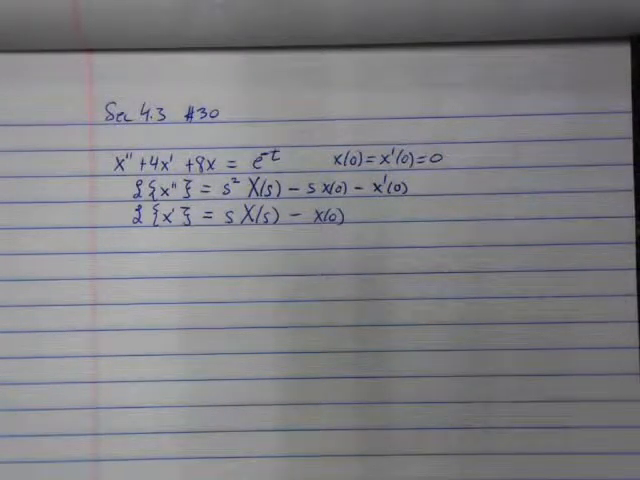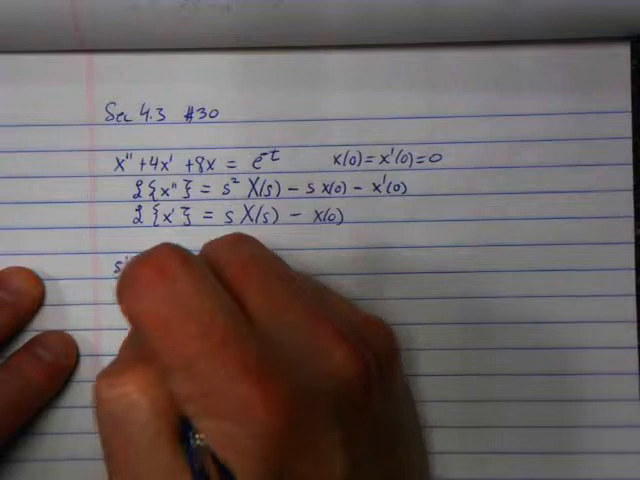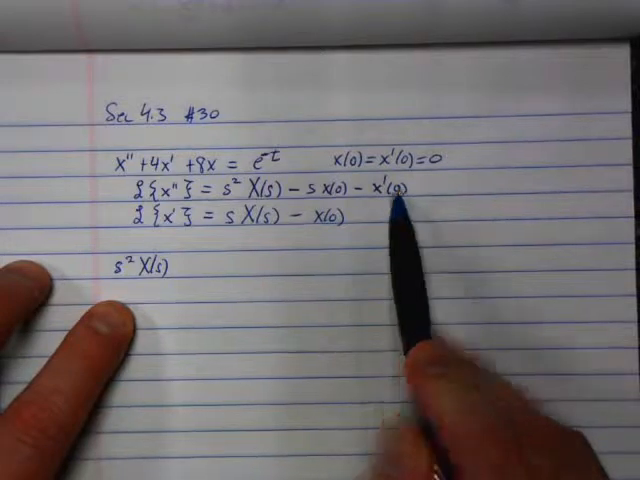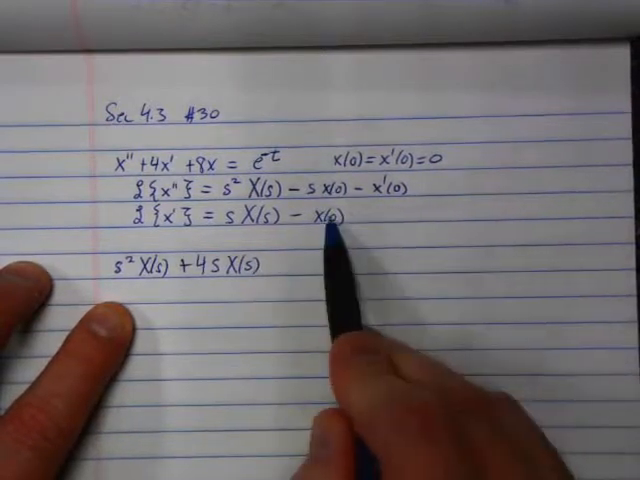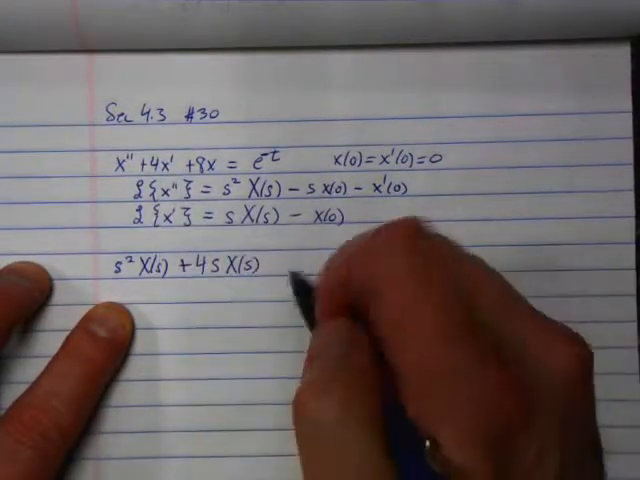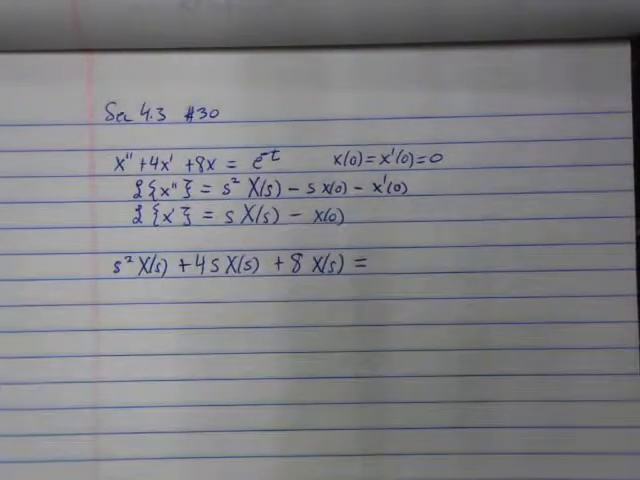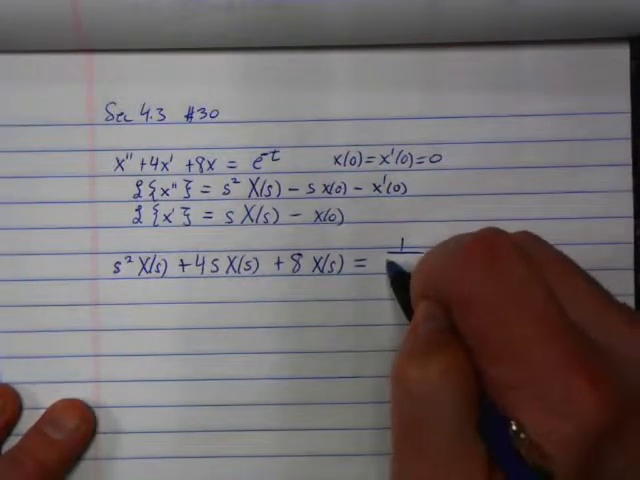All right, so for this problem, plugging in, I'm going to have s squared capital X, because this is 0 and that's 0. That's kind of nice. Then I'm going to have a plus 4s capital X, because that's 0, but I did have to multiply by that 4 right there, plus 8 capital X equals, what's the Laplace transform of e to the negative t? Isn't that like something over s minus a? 1 over s minus a, and in this case a is negative 1, so that's 1 over s plus 1.